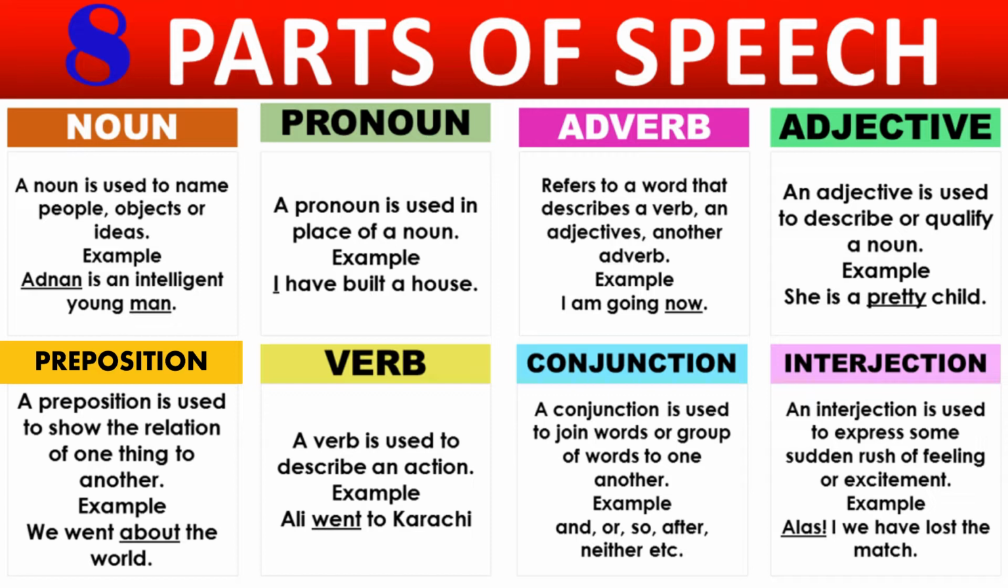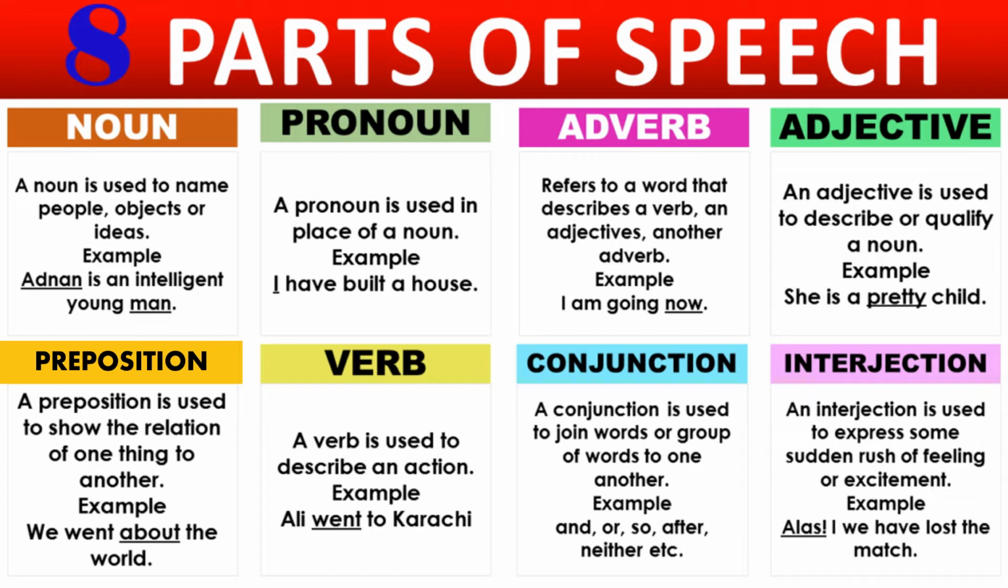We have first the noun. It is used to name people, objects, or ideas. For example, Adnan is an intelligent young man. We have here the nouns Adnan and man. Another part of speech is pronoun. A pronoun is used in place of a noun. We use it to replace the name of person, place, things, animal, etc. For example, I have built a house. We use the pronoun I to replace the name of the person who built the house.